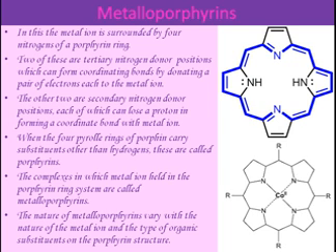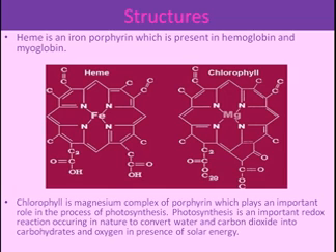Whenever a metal gets incorporated inside the porphyrin ring, it is known as a metalloporphyrin. But not all metals can reside inside the porphyrin and form the structure of a metalloporphyrin, because the size of the metal ion is very crucial. If the size is very small, the ring will be reluctant, and if the size is larger, it will not be accommodated inside the porphyrin ring. So the size of the metal ion should be ideal in order to form metalloporphyrins.